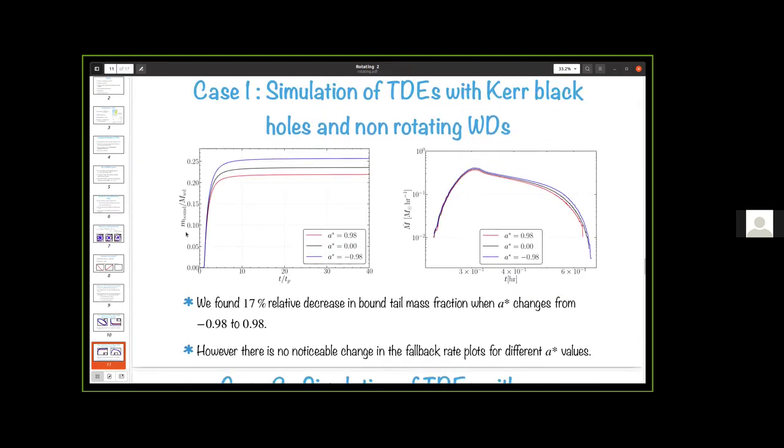If we look at the bound tail mass fraction variation with the normalized time, we get the same behavior and find almost a 17% decrease in the bound tail mass fraction when a* changes from minus 0.98 to plus 0.98. Following the blue line, which is the retrograde motion of the black hole, more mass is present in the bound tail, and therefore in the fallback rate plot, which is obtained by tracking the rate at which mass is falling onto the black hole. By calculating this fallback rate, we can see that the blue line is expanded more, because more mass is disrupted for the blue line compared to the red line. However, the peak value of M dot and the time at which the peak occurs are not very sensitive to the different a* values.